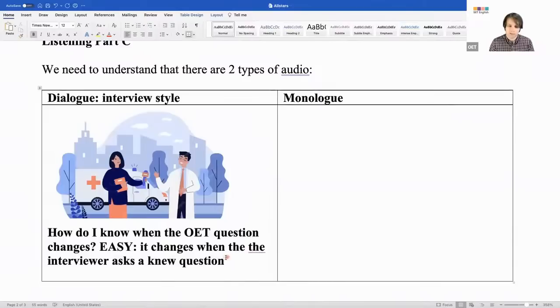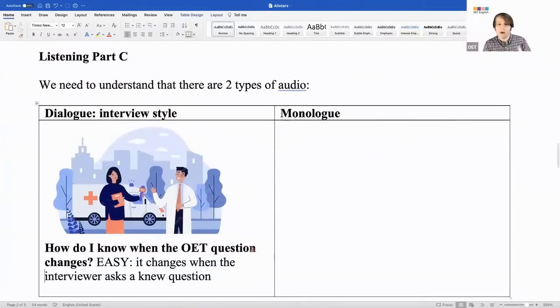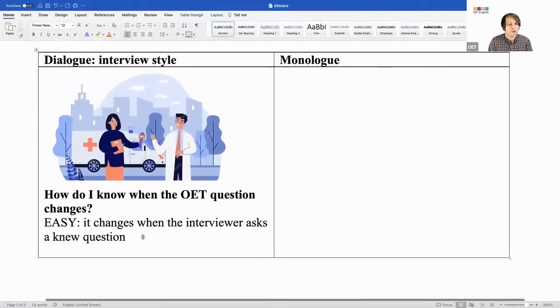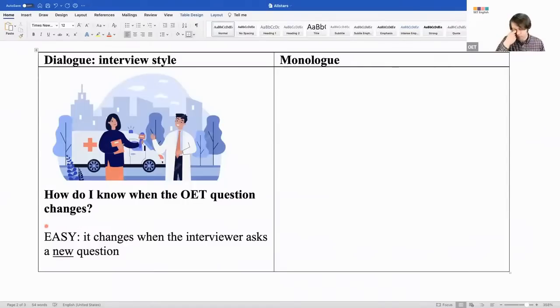I'll just take the bold off this, okay? How do I know in an interview, listening part C, in a dialogue when the question changes? The answer is easy, okay? It changes when the interviewer asks a new question. A new question, okay? So, for example, question 34 is a question from the interviewer, okay? Question 35 is a question from the interviewer, okay? They will ask the question. It's very easy to know when you're moving questions in the dialogue style. Very, very easy, okay? And I'm not going to say anything more about this.